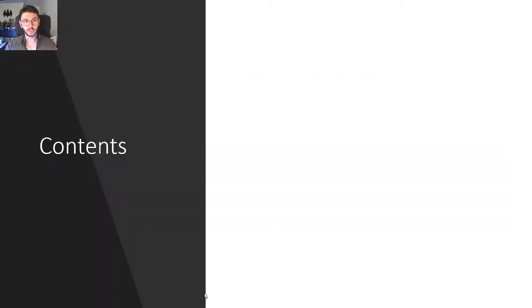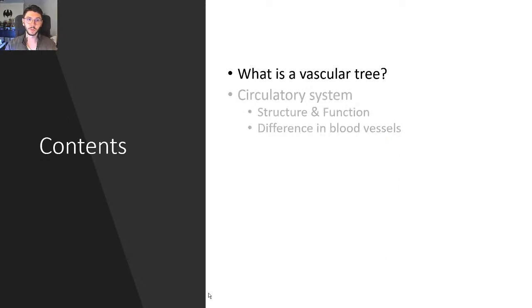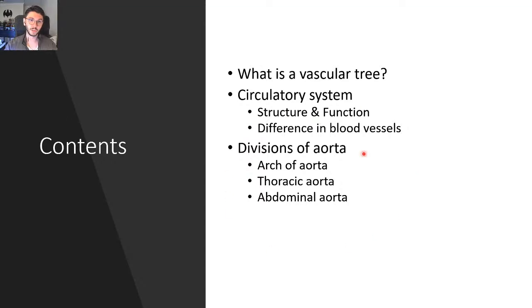So the contents page, we're going to start with the vascular tree itself. What does it mean? Why is it organized in such a way? Then we're going to move on to the circulatory system, so the structure and function and the differences in the blood vessels. We'll also cover the divisions of the aorta, so the arch of the aorta, thoracic aorta, abdominal aorta, and where they arise from and what they supply and their importance clinically.